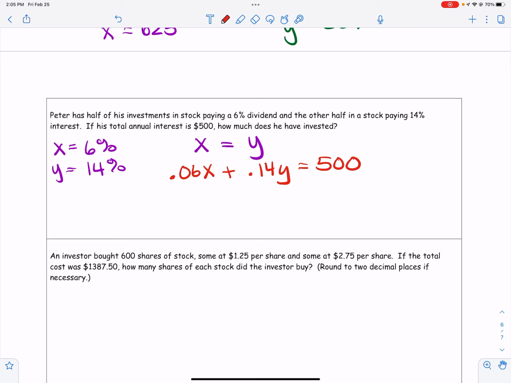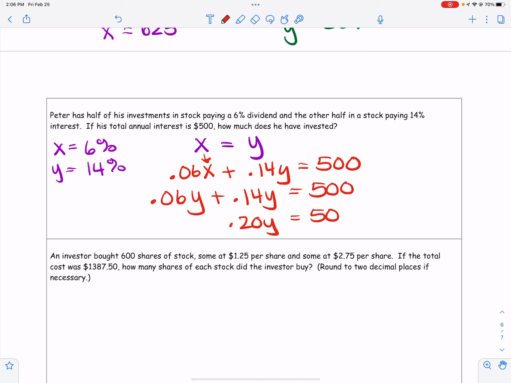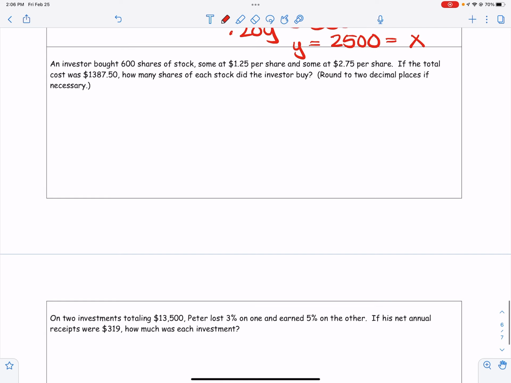And so I'm going to use substitution. So anytime I see x, I'm going to replace it with y. So 0.06y plus 0.14y is equal to 500. So then that gives me 0.20y equals 500. And so y comes out to be 2,500, which means that Peter has 2,500 in the 14% account, which is the same as what he has in the 6% account. Oh, we got two more.